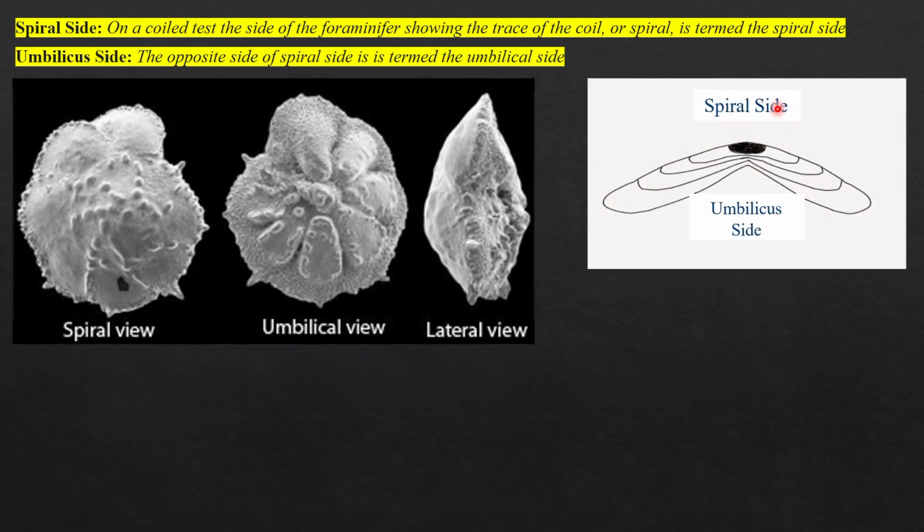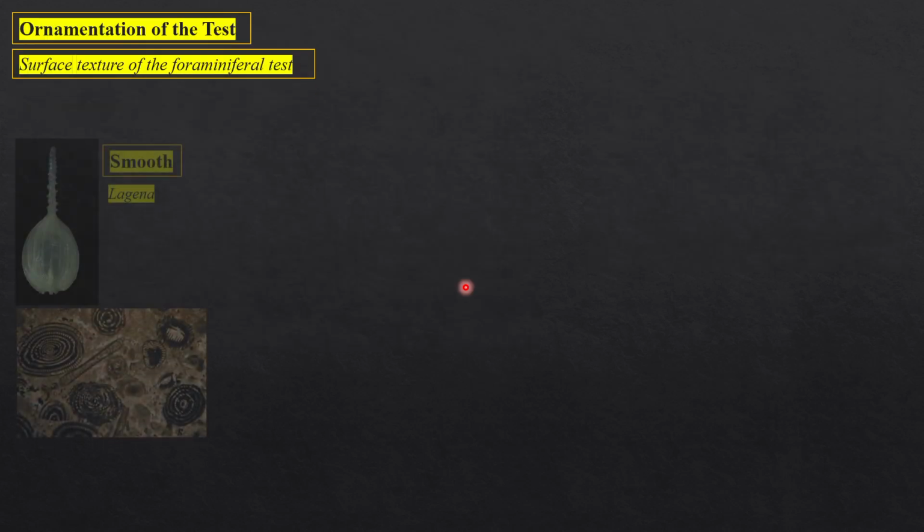Another thing is the spiral and the umbilicus side. The spiral side is the top one, and the umbilicus side is the bottom one. So here you can see the spiral side view, the umbilicus view, and this is the lateral view.